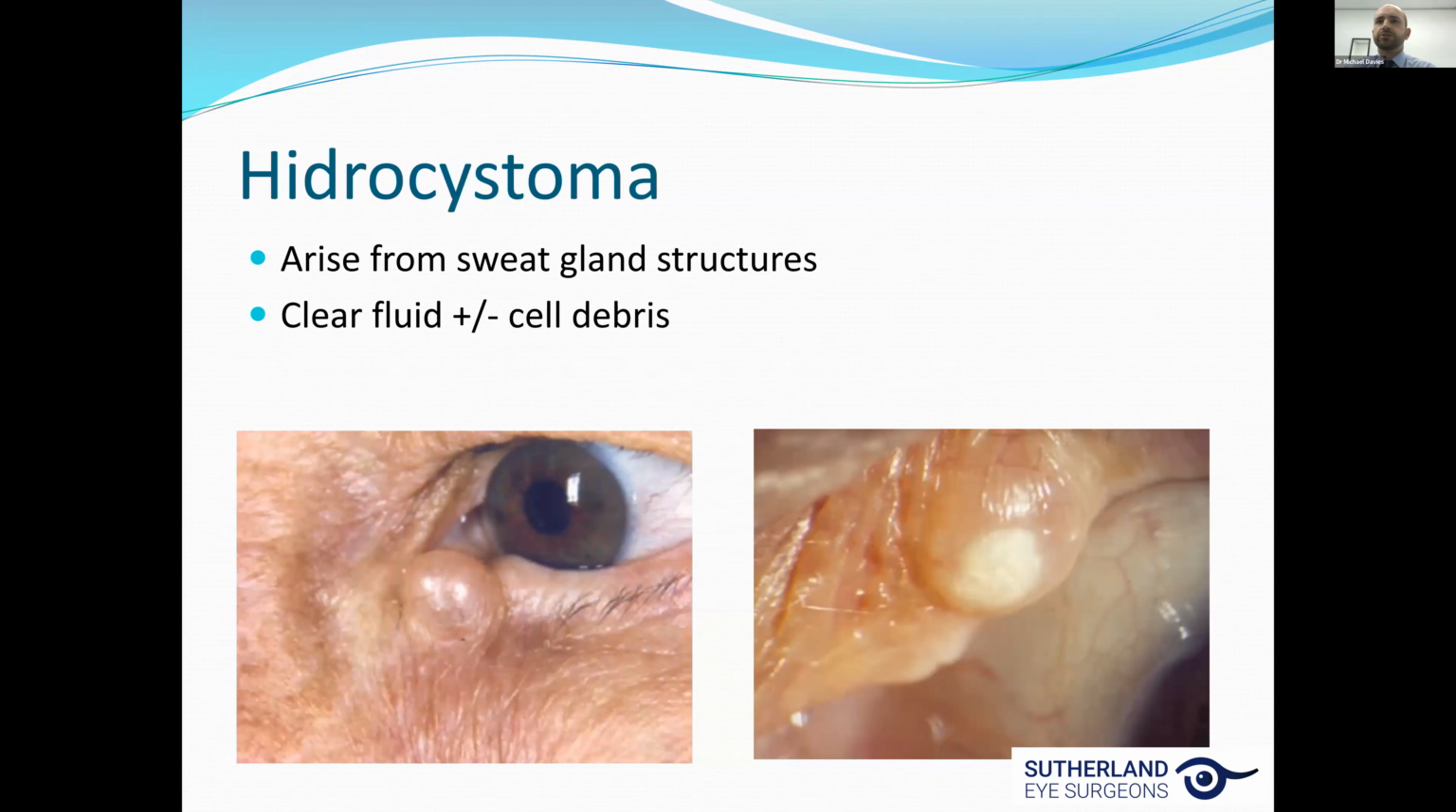Hydrocystomas, so these are translucent or semi-translucent lesions that arise from sweat gland structures, and they can either be clear fluid or clear fluid with some cellular debris in addition. Classically see them around the medial canthus. So removal of these involves excising the cyst completely, including the cyst lining. You just have to be very careful in the medial canthus that there's no damage to any underlying tear drainage structures. So often put a probe into the canaliculus so that there's no damage there, and just remove these in the rooms as a rule.